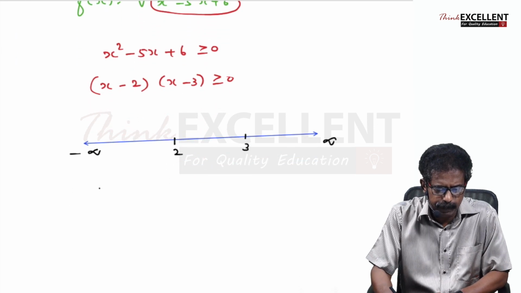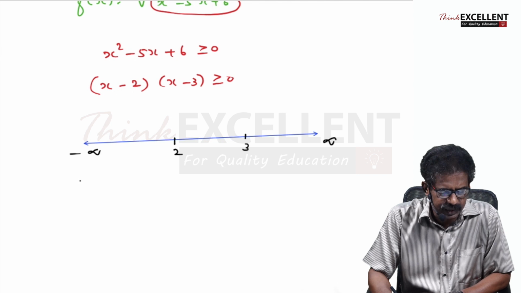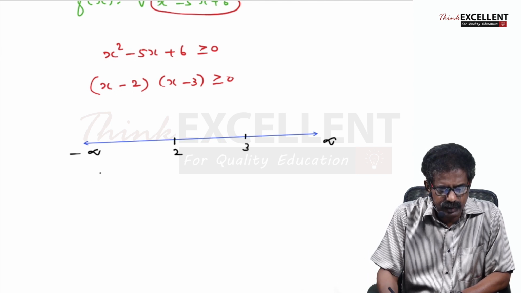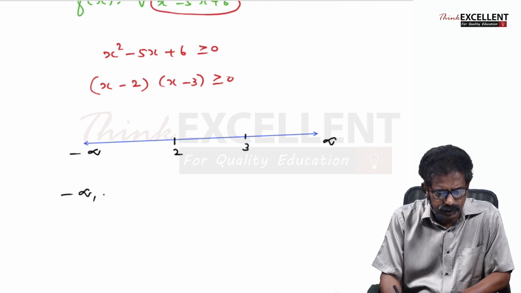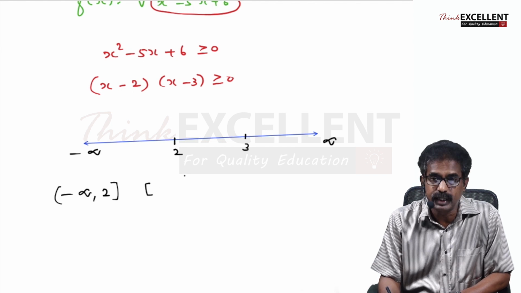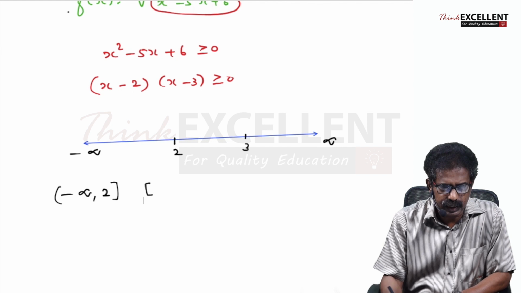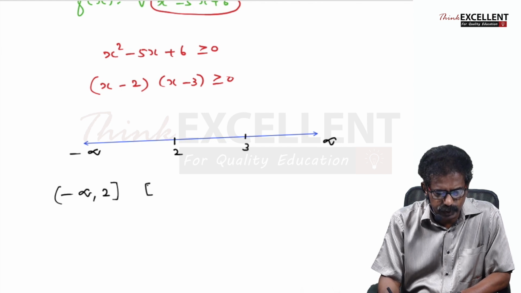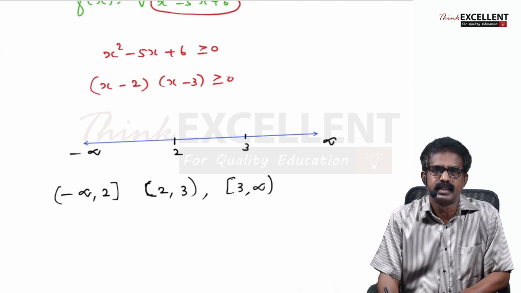Now listen. There are 3 intervals here. What are the 3 intervals? Minus infinity to 2, that is one interval. Then 2 to 3, sorry, 2 to 3. Then we have 3 to infinity. So these are the 3 intervals you have. If 2 is included there, here you don't take 2. 2 to 3, then 3 to infinity. So these are the 3 intervals.